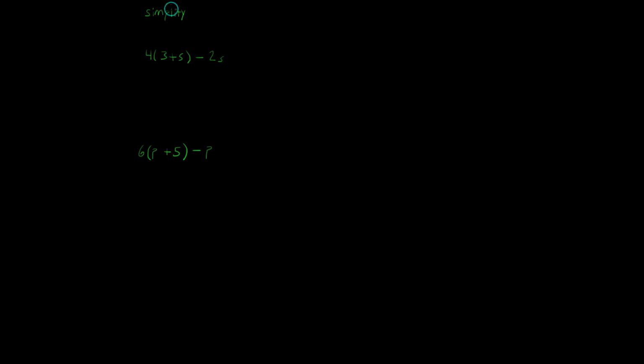In this next set of problems, we're asked to simplify these algebraic expressions. Let's get started with this first one. In my first step, I want to take this 4 and distribute it into the 3, also into the s. So 4 times 3 will give me a value of 12, and I'm going to add 4 times s, which is 4s. Now let's bring down subtraction of 2s, so minus 2s.